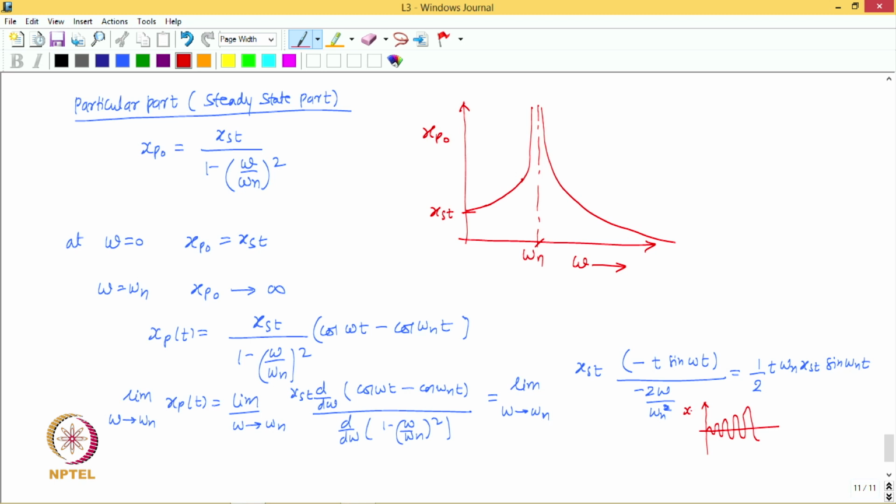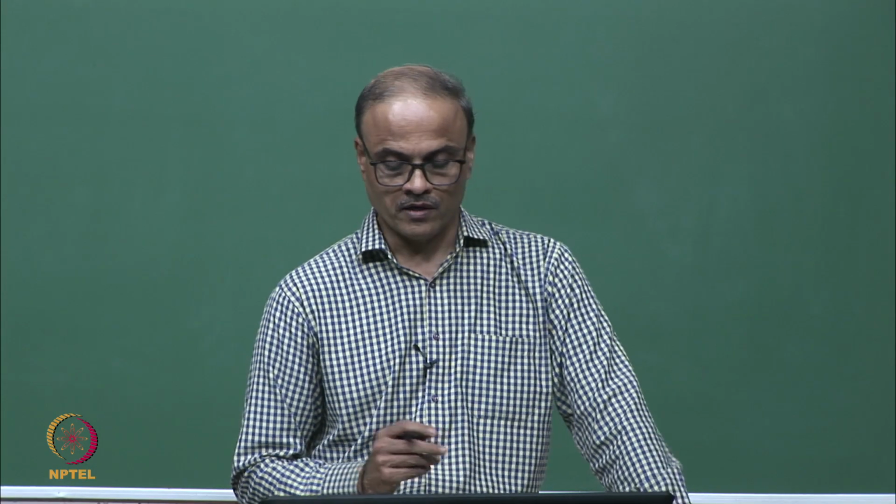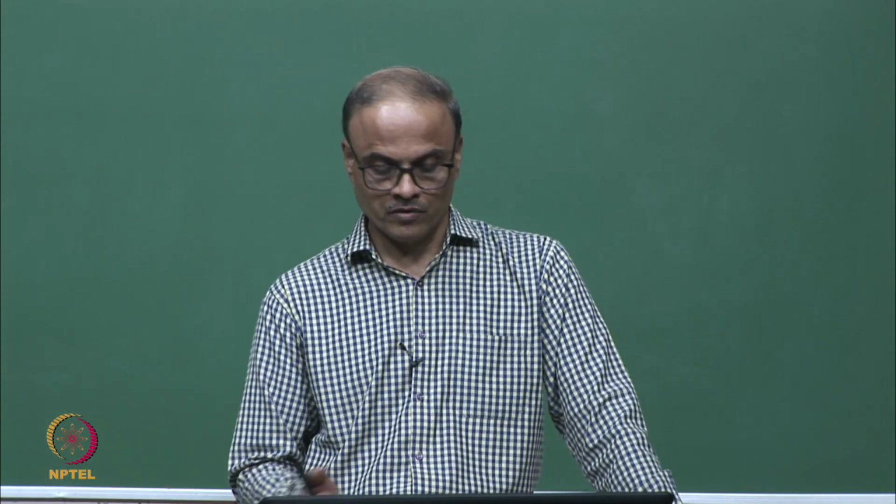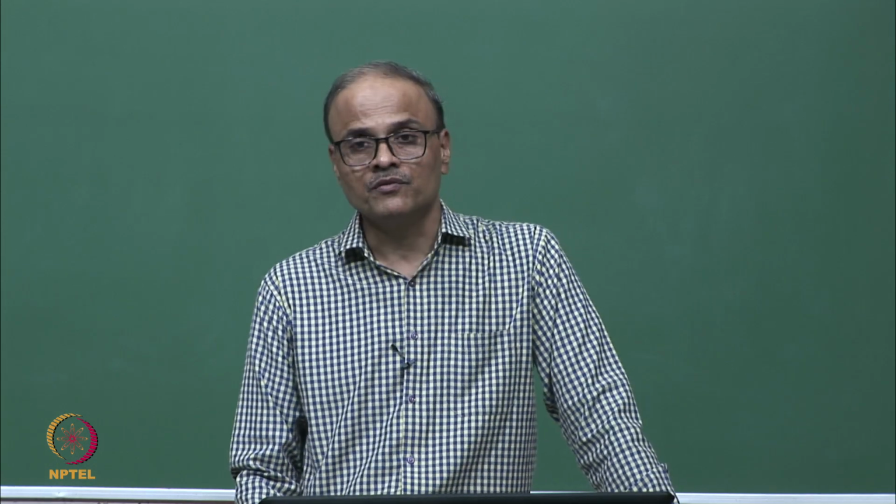This is x p t varying with time. It continuously builds and then reaches infinity. Therefore, this is referred to as the resonance condition. This condition, omega becoming equal to omega n, is referred to as the resonance condition, where the frequency of the forcing function is equal to the natural frequency of the system. And we see that at resonance, this undamped system says that the amplitude becomes infinity.